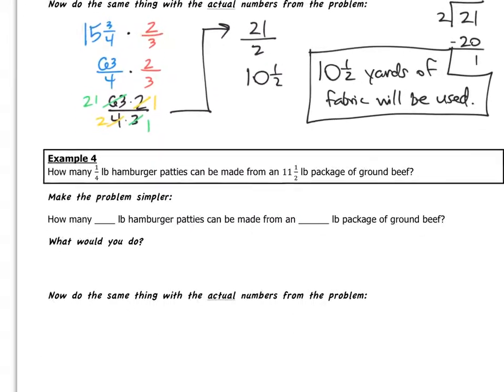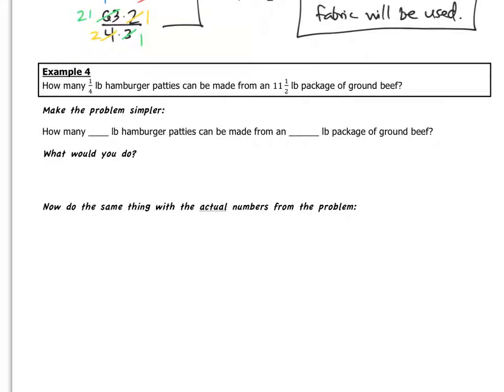Okay, our last example, number 4, asks how many 1/4 pound hamburger patties can be made from an 11.5 pound package of ground beef. So let's replace those numbers with some easier numbers. Let's say how many 2-pound hamburger patties can be made from a 12-pound package of ground beef. Well, in this case, we know the total amount of ground beef we have. We have 12. So if we only have 12 pounds, and we want to make all of that ground beef into 2-pound hamburger patties, we need to take the 12 and divide it by 2. So this is a division problem.